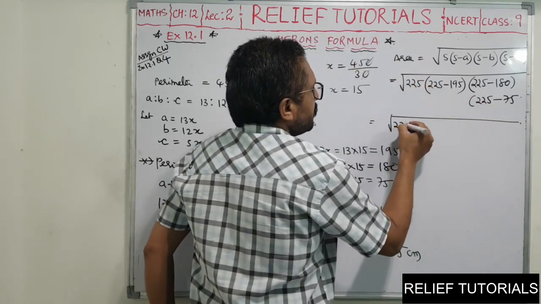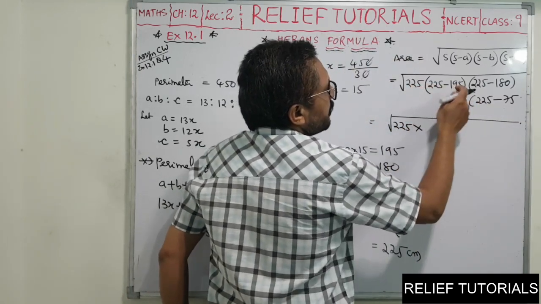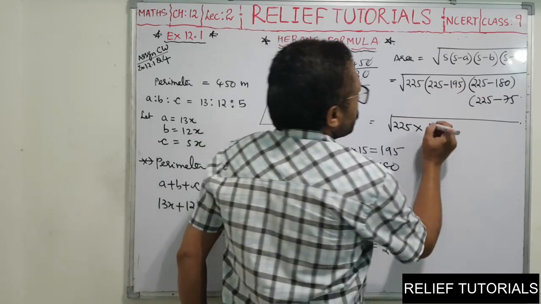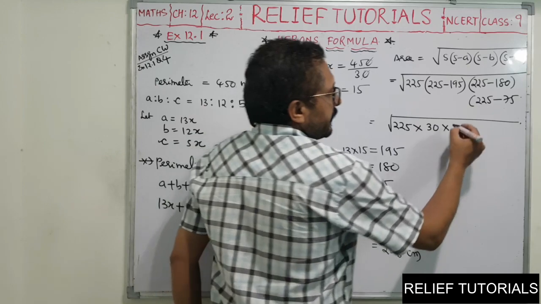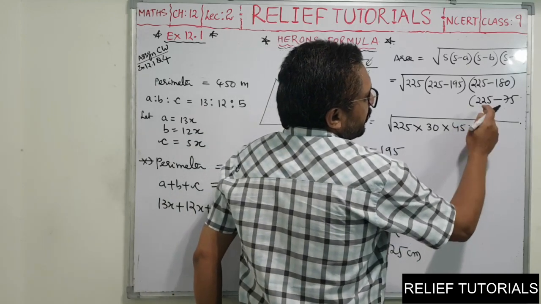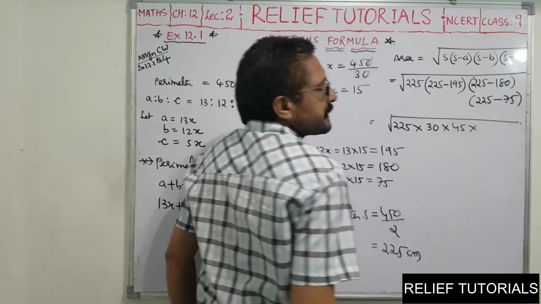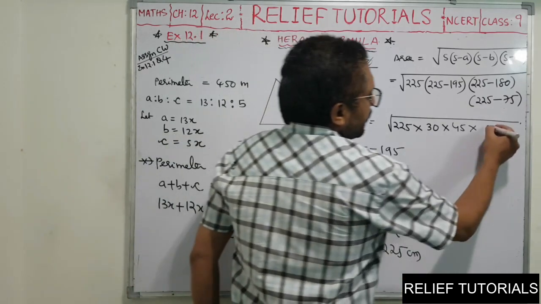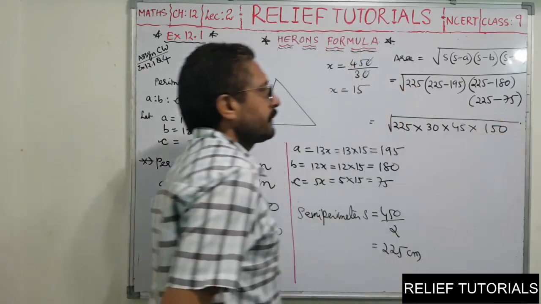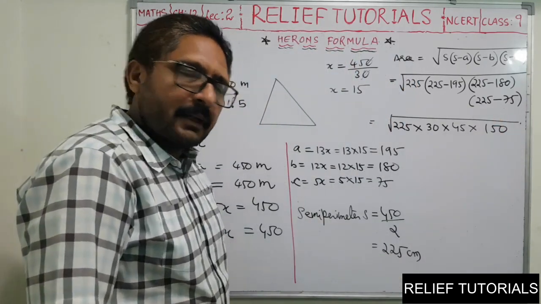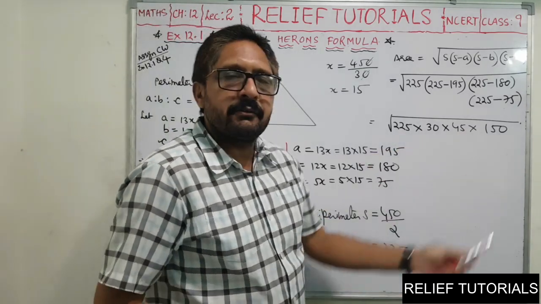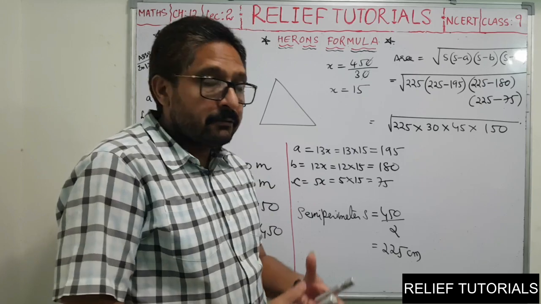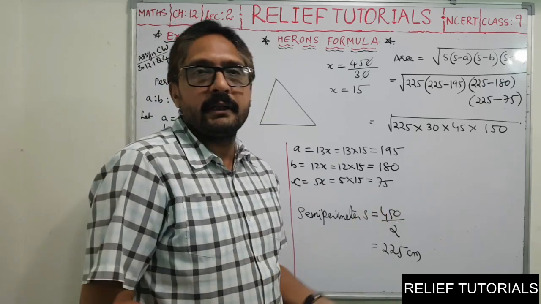So here 225 into 225 minus 195. So we get here 30. 225 minus 180, we get 45. 225 minus 75. So we get here 150. Now the question arises, how to find the root? So one thing is we will multiply each and every term and we will find the root, but it will be a little bit tedious, a big number you will get.